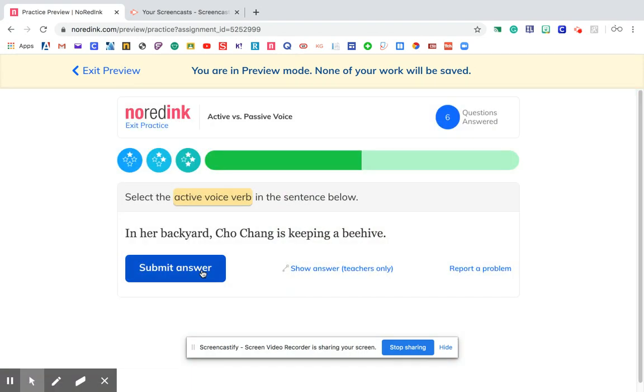Okay. In her backyard, Cho Chang is keeping a beehive. Okay, again, finding that active voice verb. Our subject is Cho Chang. And what is she doing? She is keeping a beehive.